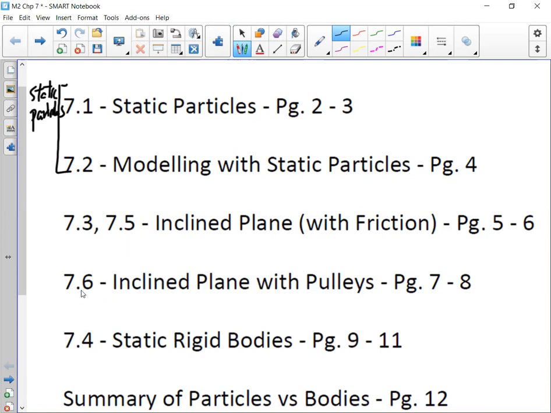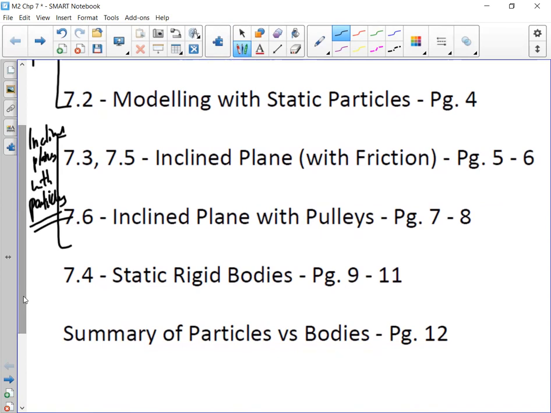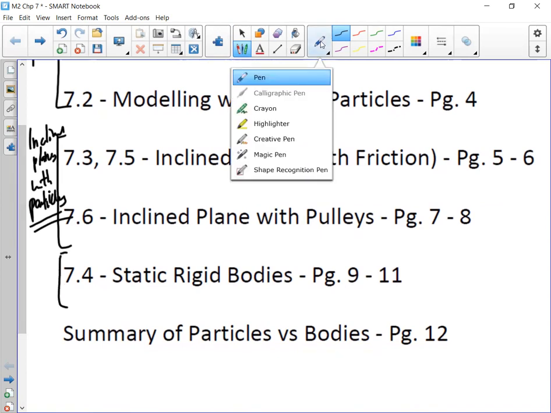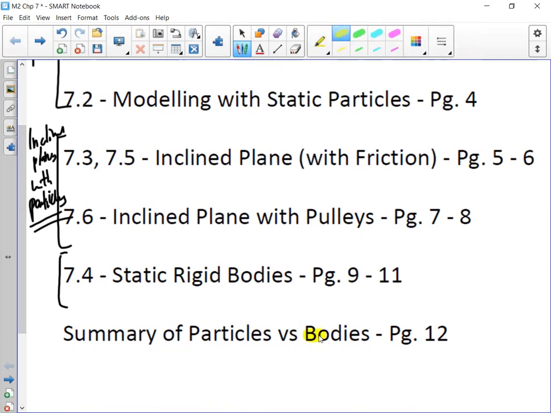7.3, 7.5, and 7.6, they're all inclined planes. This one is pulleys. So these are just inclined planes with particles. Why do I stress the word particle? Because 7.4 is a section on its own, which is about bodies.